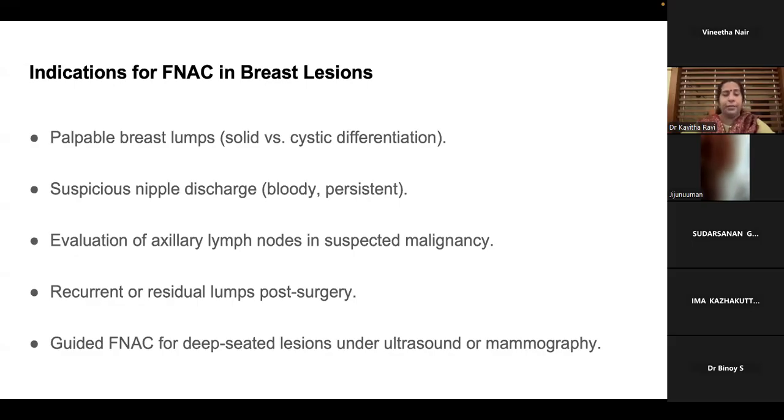Nipple discharge is also an indication; we can take the discharge on a slide, smear it, and see under the microscope. Another is evaluation of axillary lymph nodes. Whenever you see axillary nodes in a female, we always think of a metastatic lesion, and we do an axillary node aspirate. Also, recurrent or residual lumps post-surgery. And sometimes, in a large fatty breast, we may not be able to do an aspirate with that 22 gauge needle and suction. In those cases, we have to do a guided FNAC.